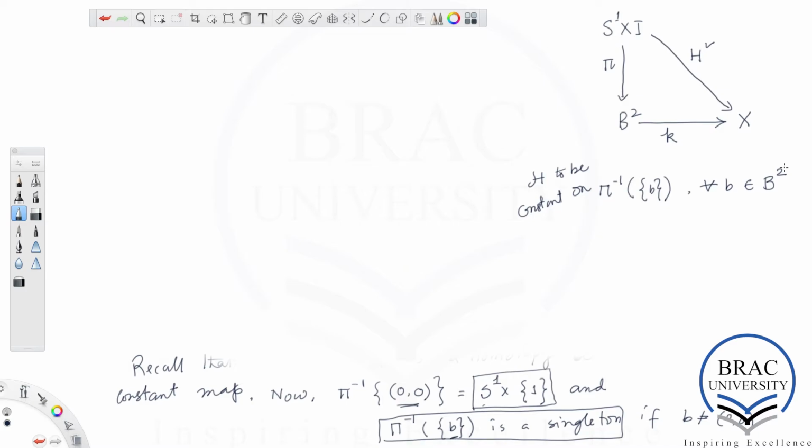Okay, which is actually true. Hence, H is trivially constant on the inverse image of B if B is not equal to the point (0, 0). Why? Because it's just a singleton. So H is trivially constant on a singleton, right?